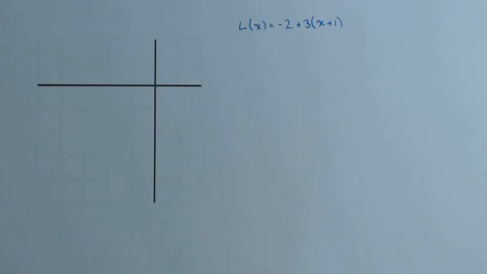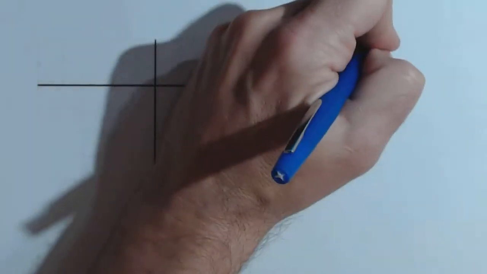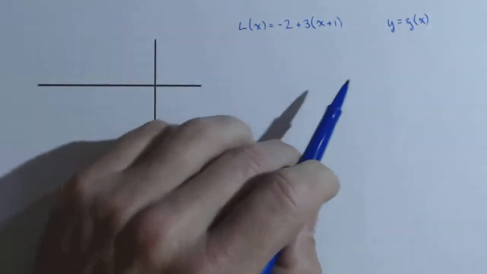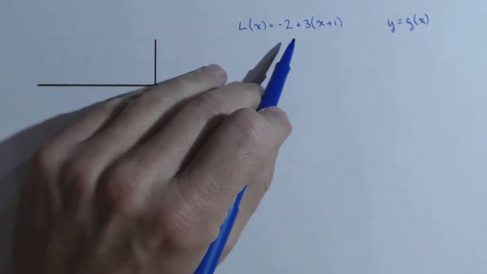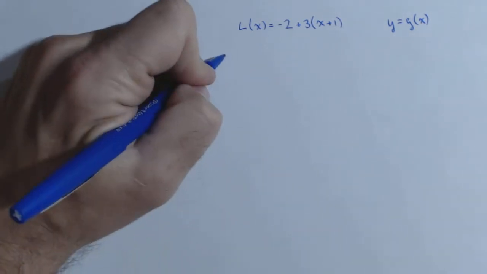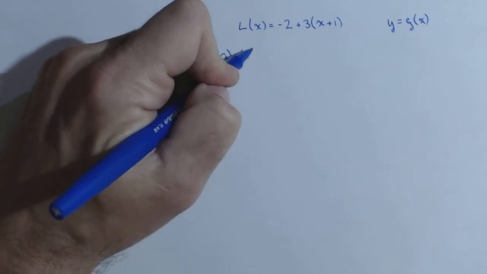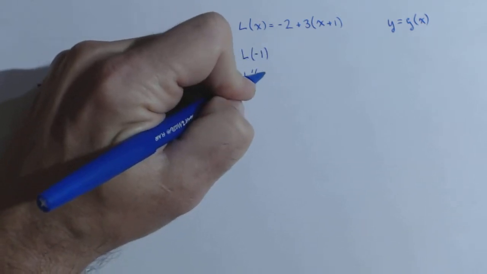In activity 1.21, we are given the local linearization for some function y equals g of x, but not the actual function. So let's see what we can figure out just knowing the local linearization about the original function. Well, first part, A, asks us to compute L of -1 and L prime of -1.